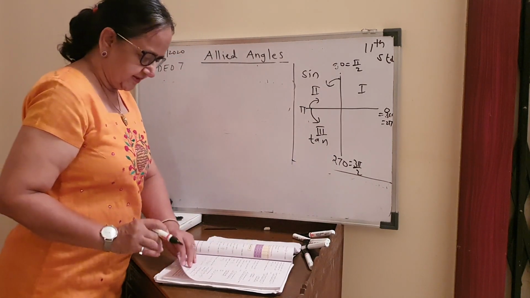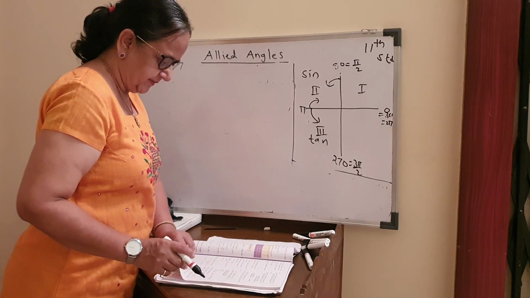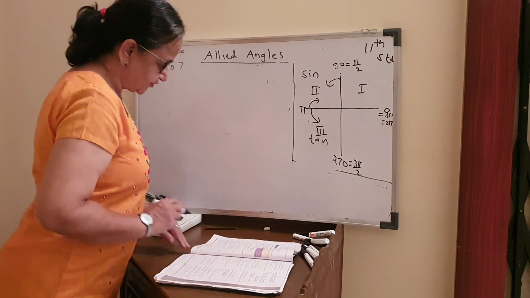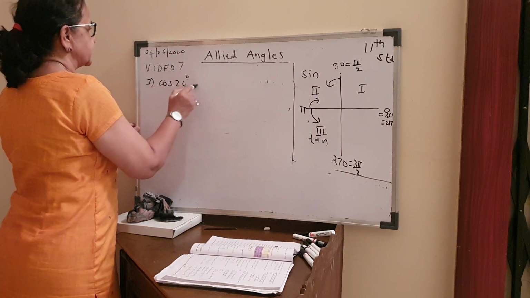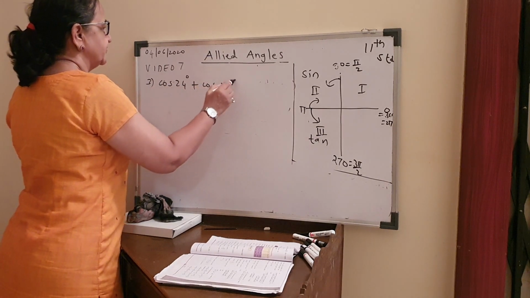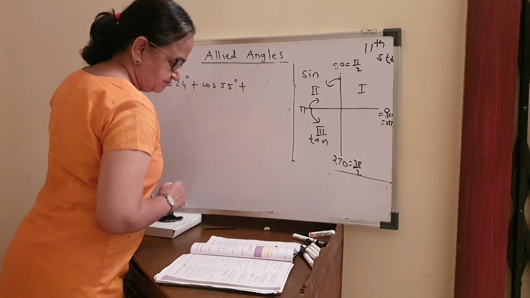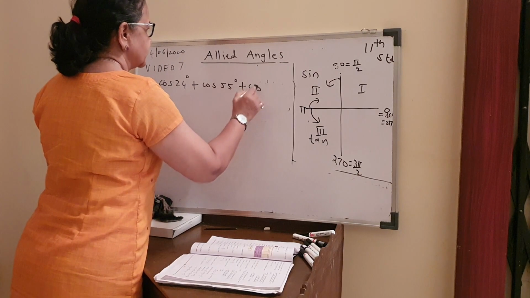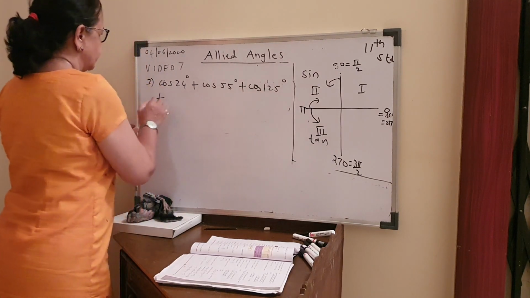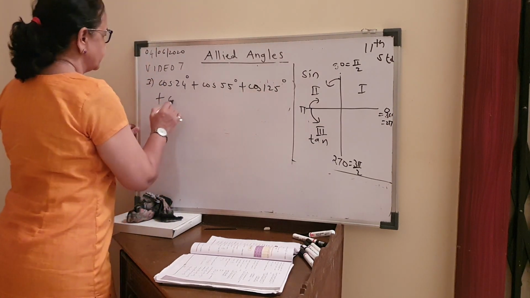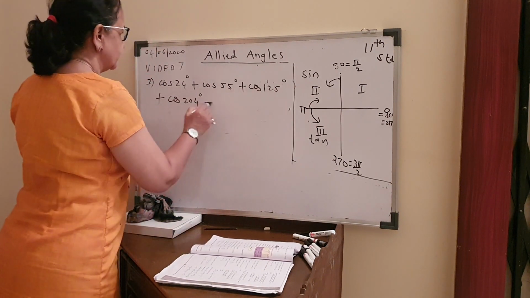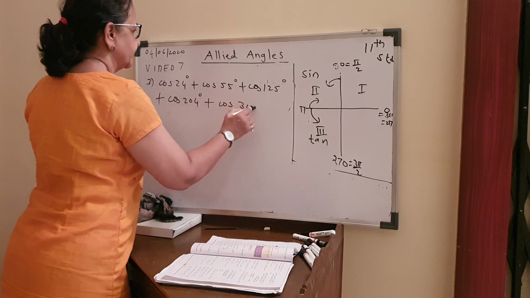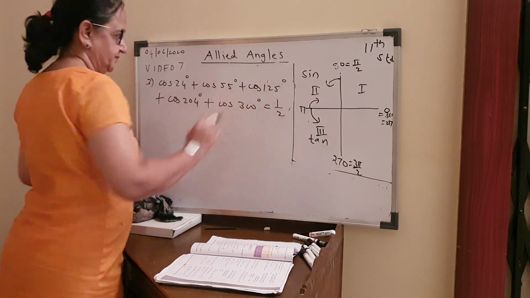Okay, and quickly, let us do one more problem. So, let me try this one. Third one: cos of 24 degrees plus cos of 55 degrees plus cos of 125 degrees plus cos of 204 degrees plus cos of 300 degrees equals half.